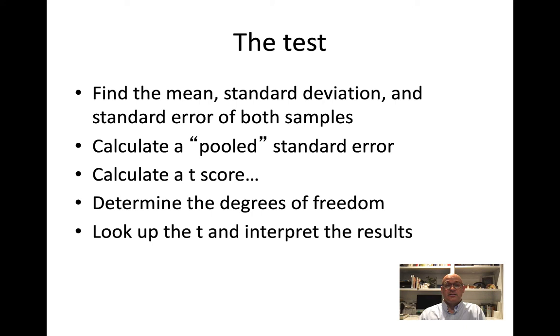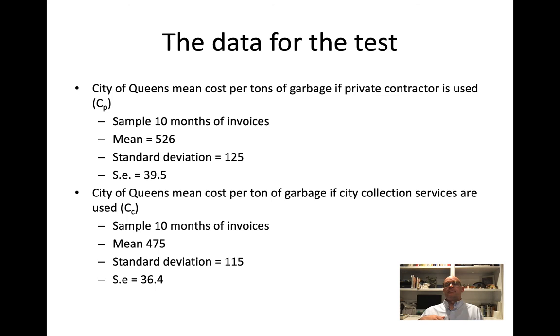So here's what the data looks like for some random example. The mean cost per ton of garbage for a private contractor, we take 10 samples of invoices, the mean for the private is 526. The standard deviation is 125. When we do the math, the standard deviation over the square root of n is 39.5. The city services are 475 on average. The standard deviation is here, and we get a standard error there. So we gather the data, we've run that, and now what we do is calculate a pooled standard error.